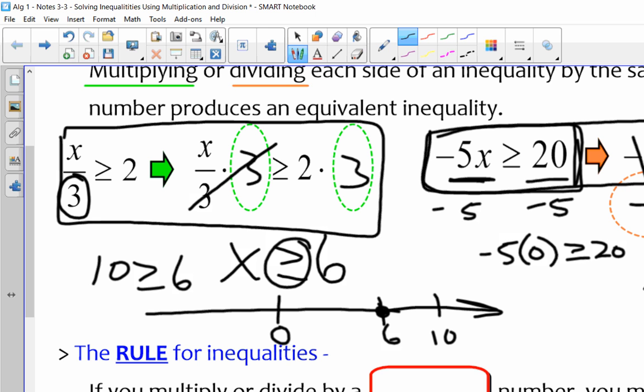Okay, and I'm going to do my math. Negative 5 times 0 is 0, greater than or equal to 20. Well, wait a minute. Is 0 greater than or equal to 20?